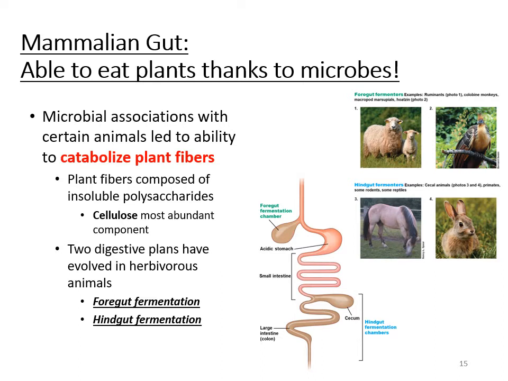Hindgut, what they end up using is the cecum and the large intestines. These will be animals that only have one stomach, but they have the organ called the cecum between the intestines to then ferment the kind of plant fibers. Okay, and ultimately this organ will have fiber and cellulose digesting microbes to help the animal break things down.